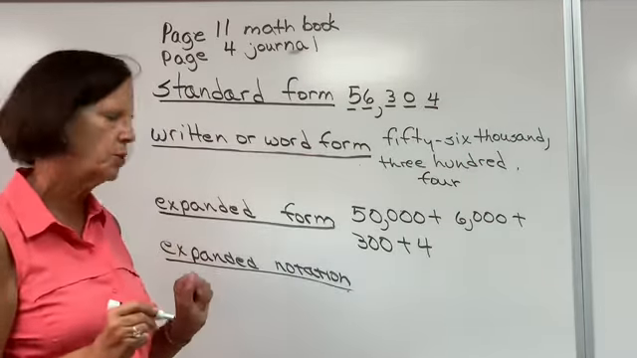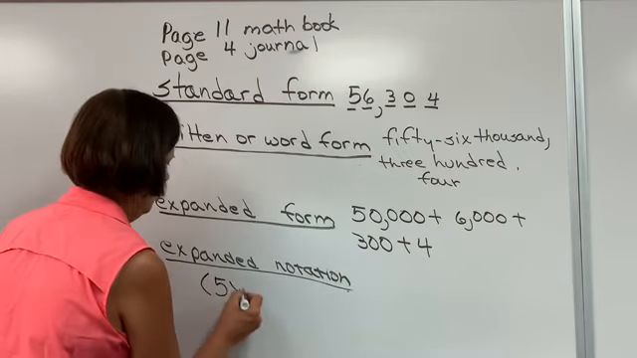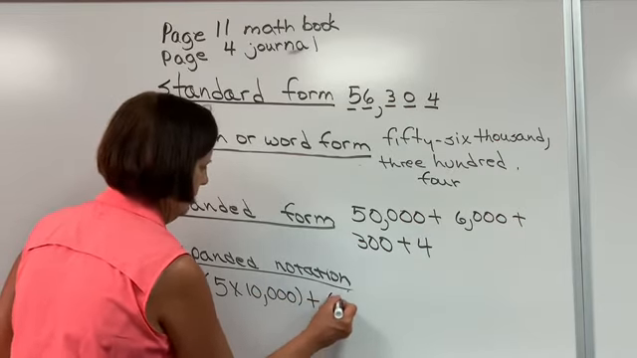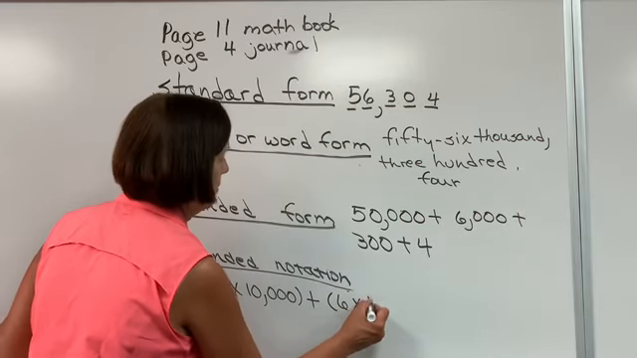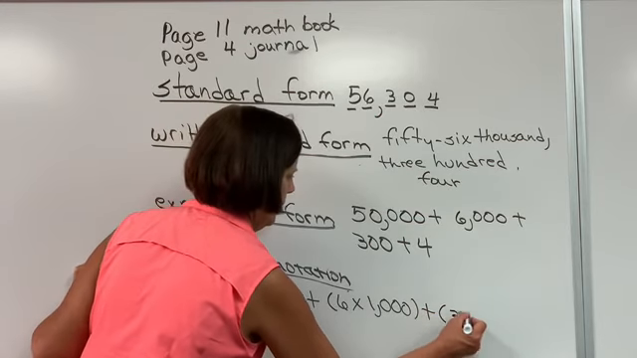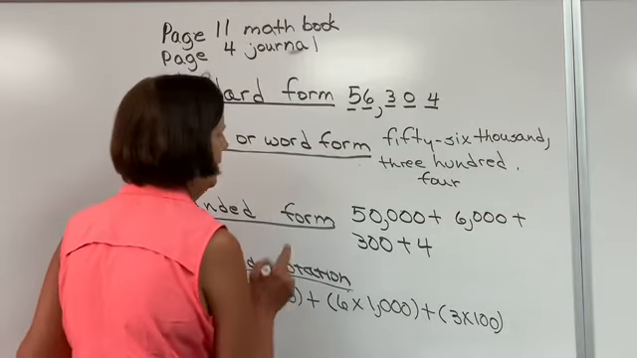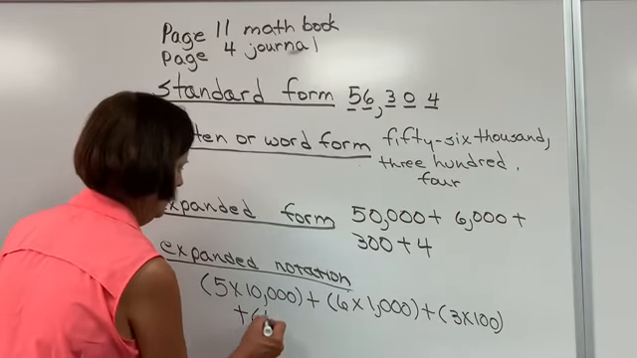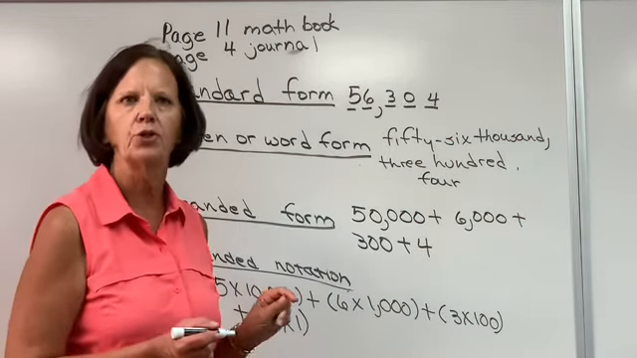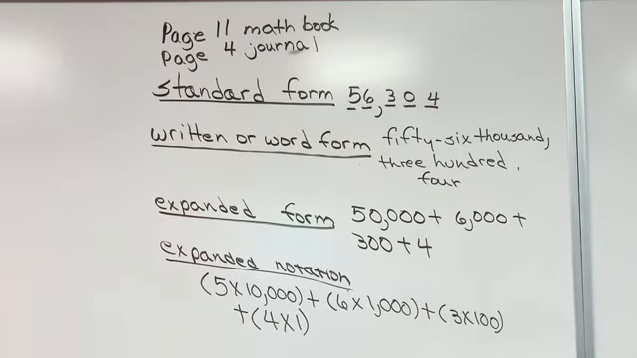And then my last one that I need to do, the one with the parentheses. So parentheses, 5 times 10,000 plus parentheses 6 times 1,000 plus parentheses 3 times 100. And I don't have any 10, so I don't need to put anything there. Plus parentheses 4 times 1. And that's pretty much what we'll work on this week with our whole numbers.